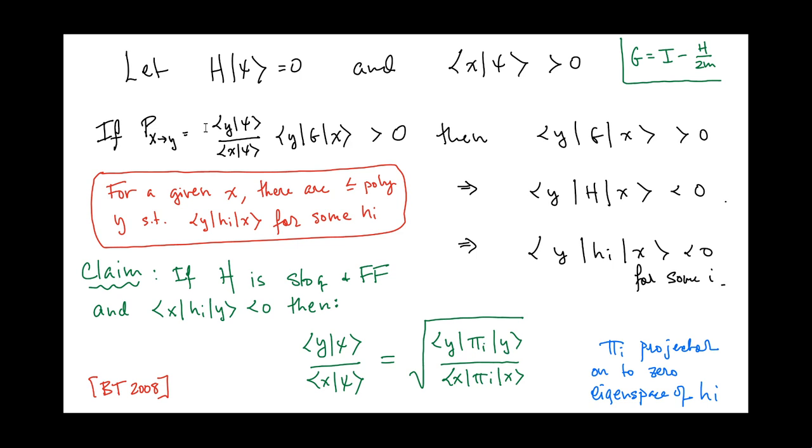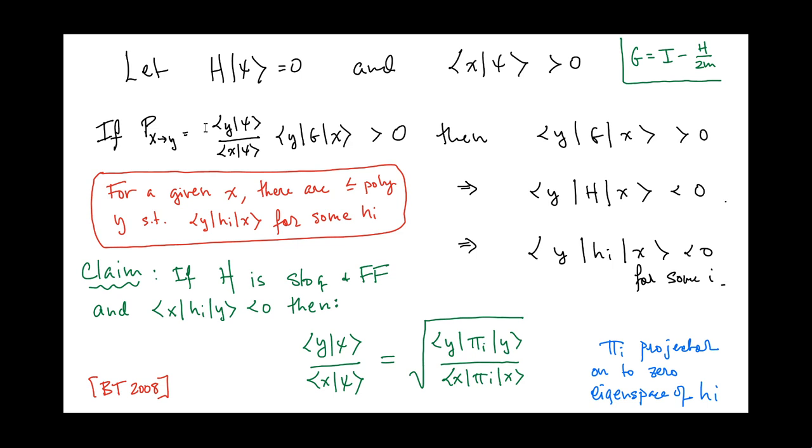I need a term that has non-negative. And if I know that the probability of moving to y is non-negative, if I have a positive probability of moving to y, that means that there has to be at least one term where the off-diagonal is negative. Yes. Okay.